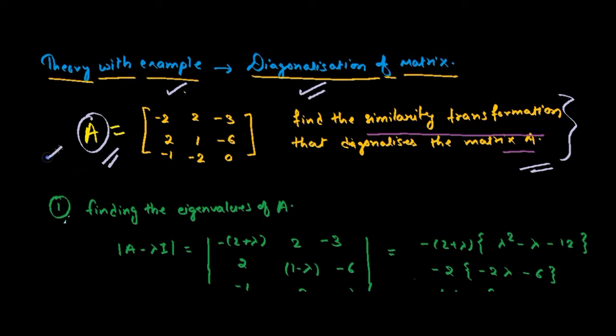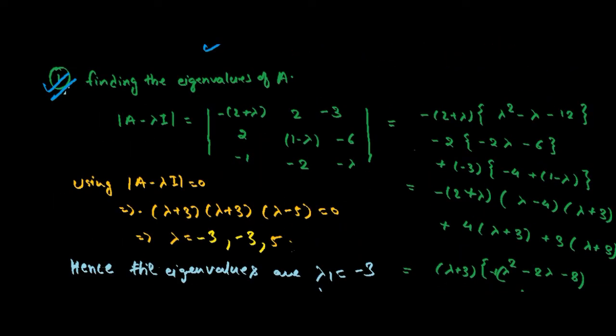Whenever you see such questions, the first thing you need to do is find the eigenvalues of the given matrix. We are given the matrix A, so we need to find its eigenvalues. To find the eigenvalues, we need to find the characteristic polynomial, and to find the characteristic polynomial, you need to solve this determinant here. We have solved the determinant by following these steps. You can try to solve it yourself and compare the steps.